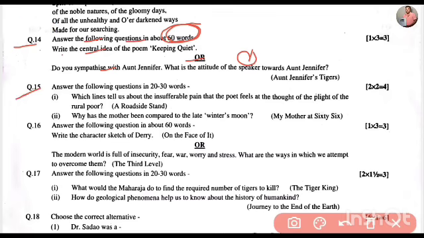And question number 15 is, answer the following question in 20 to 30 words. That means you have to answer in 20 to 30 words. You have to answer both these questions. These are worth 4 marks. That means there are 2 questions of 2 marks each, so you have to do both the questions.